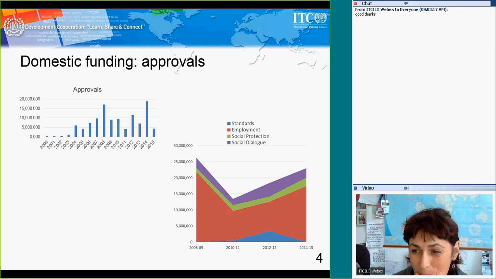The graph shows approvals by strategic objective, and you can see that most of the funding is allocated to employment issues. We also have a high number of agreements related to social protection, but the amounts per agreement are relatively modest. In the read materials for this webinar, you can also find a detailed overview of domestic funding by country and by technical area.